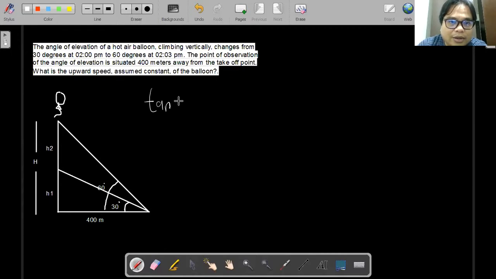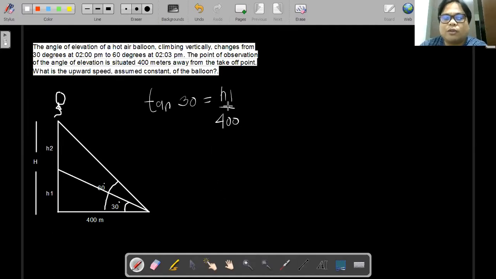All right, tangent of 30, because that's our angle here, is equal to the opposite side. What's the opposite side? In this case, that's h1, which happens to be our variable, over the adjacent side. The adjacent side is 400.